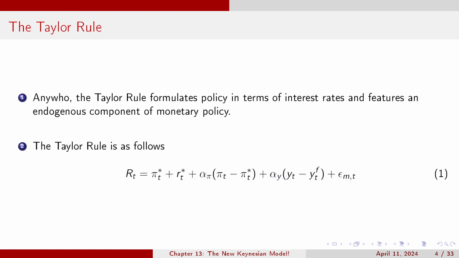Anyway, Taylor rule. What is it? Well, it is an interest rate setting rule that formulates policy in terms of interest rates. And it has a nice little endogenous component of monetary policy. So there's a feedback mechanism that's built into this equation. Now, the Taylor rule is the nominal interest rate equals the target inflation rate plus the target real rate plus alpha sub pi times inflation minus pi star. What is pi star? Well, pi star in this case is what the target inflation rate would be, what we want it to be.